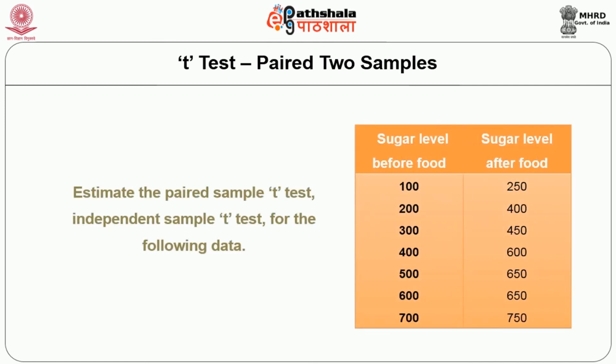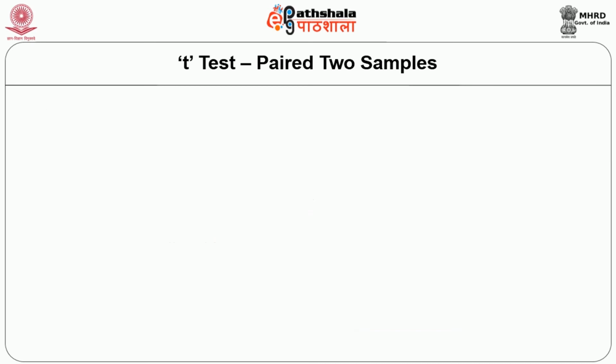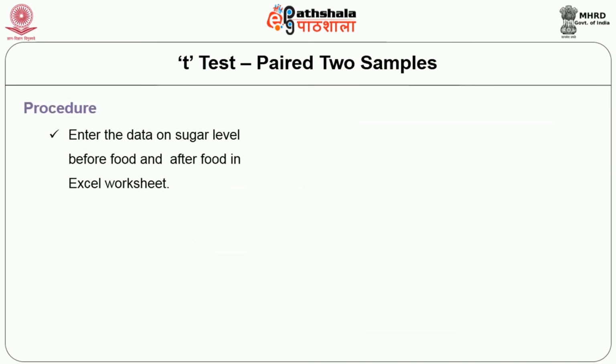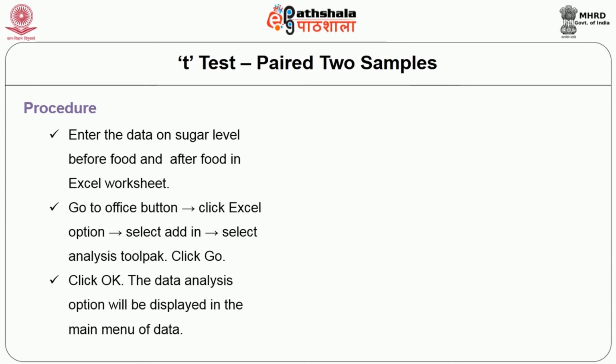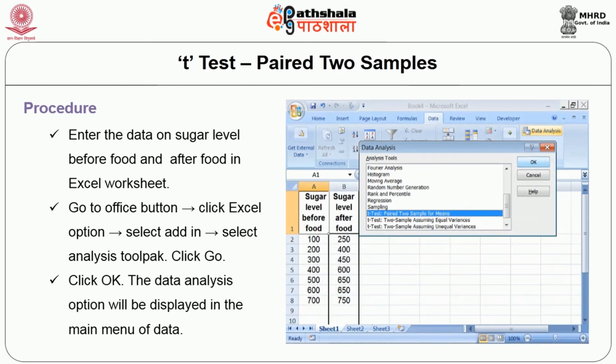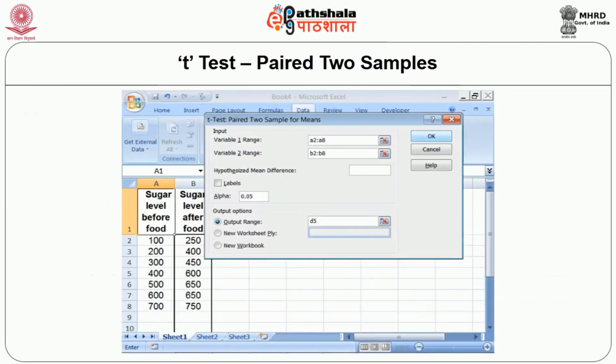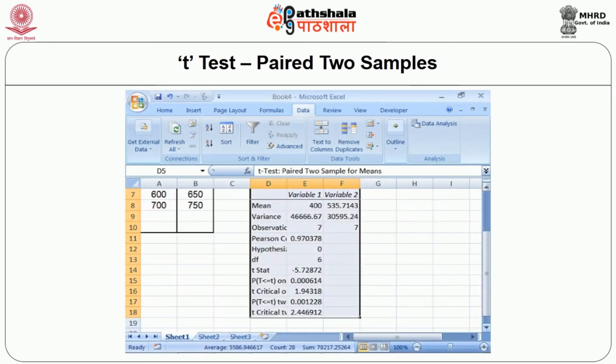Next we can perform the t-test in the data analysis option in Excel. Estimate the paired sample t-test and independent sample t-test for the following data. Procedure: enter the data on sugar level before food and after food in the Excel worksheet. Go to Office button, click Excel options, select Add-ins, select Analysis toolbar, click Go, click OK. The data analysis option will be displayed in the main menu of data. Click Data Analysis, select t-test paired two sample for means, click OK. Give the variable 1 range as A2:A8, for example. Give the variable 2 range as B2:B8 and give the output range as C1. Click OK. The output will be displayed in the output range.